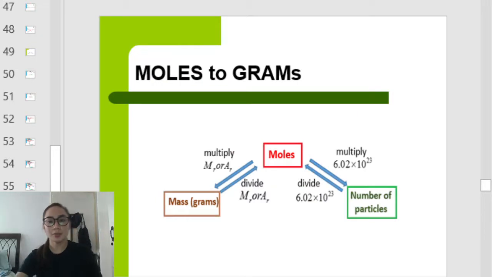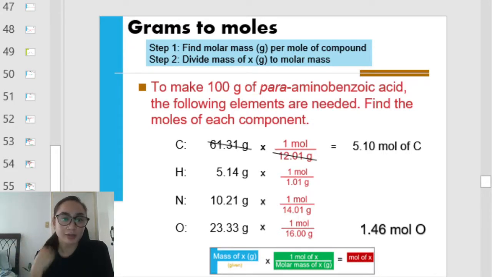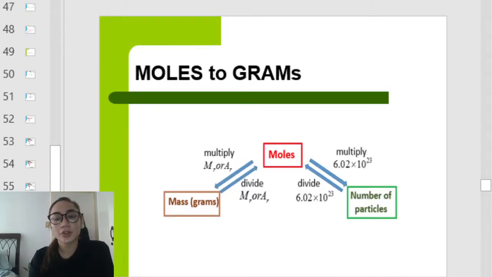Okay, now we are done practicing grams to moles. It's that easy, right? We just have to follow the given formula. So now we move on to moles to grams. Here in moles to grams, the moles are given in our problem, and you are asked to find the grams. What we do is follow the arrow: we multiply our moles with the molar mass.